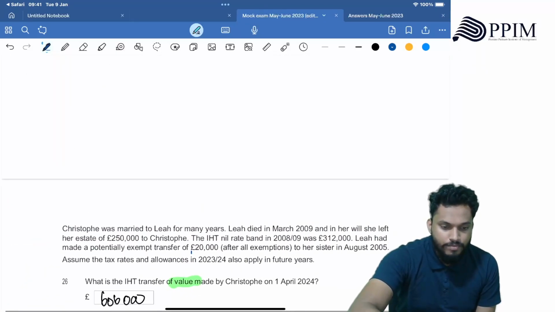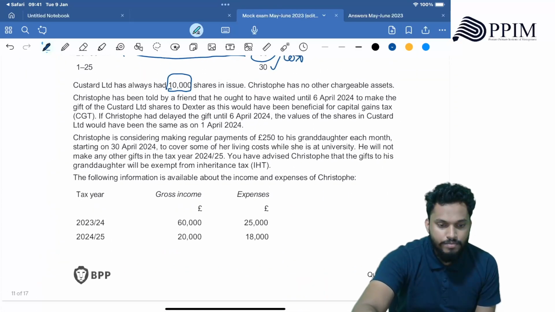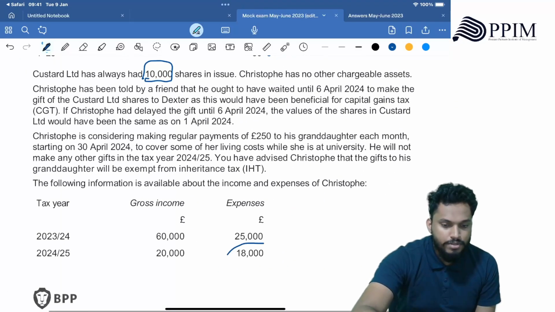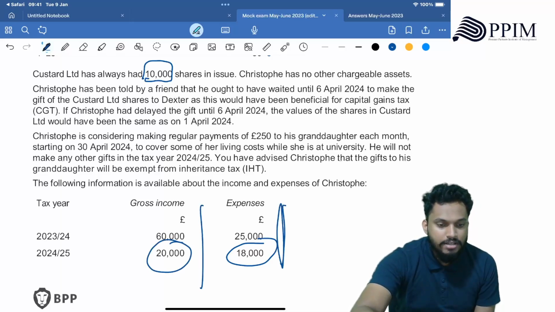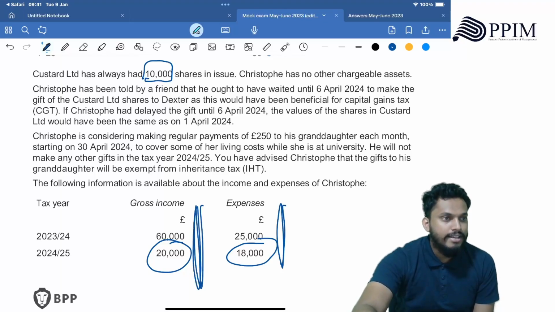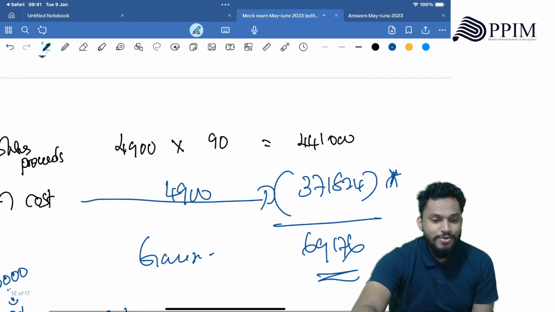See. His expenses, his income. So you didn't read this part. You thought that that's extra information. Okay, fine. Now you understood why?